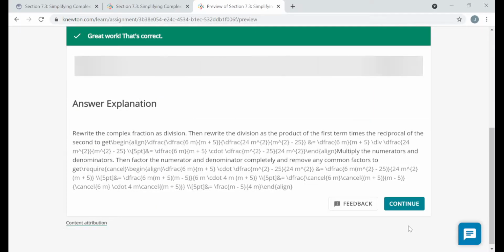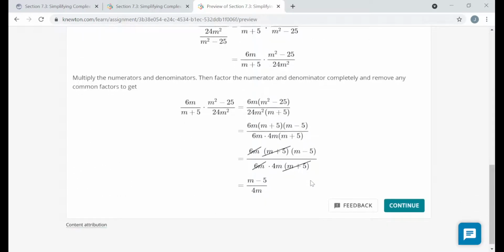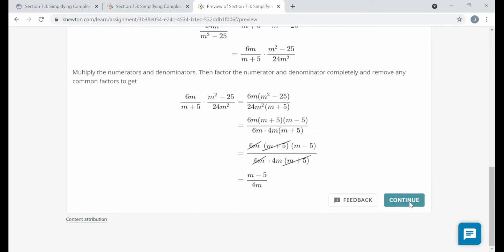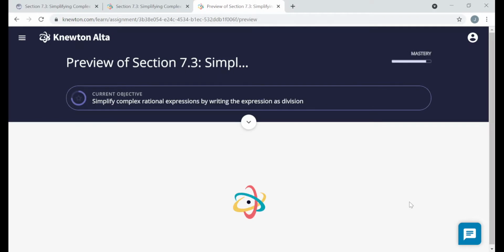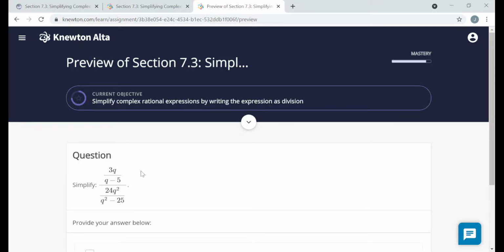Wonderful. All right, so I should have just one more of these, where they're asking us to rewrite the complex fraction as a division problem. And this is very, very similar to the last one I just did. So once again, I'll write this out and we'll rewrite it as a division problem, factor everything, then write it as a multiplication by the reciprocal and cancel common factors and be done.